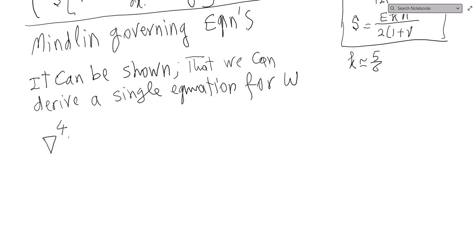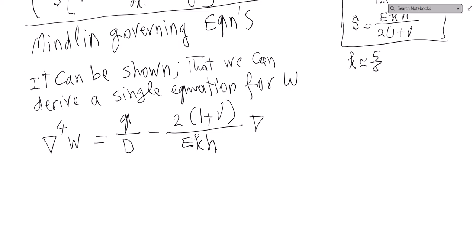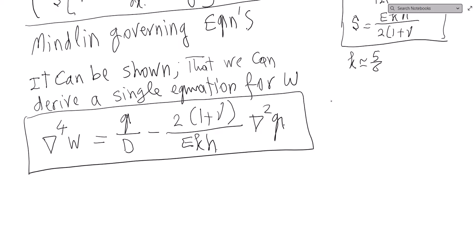biharmonic on W, del 4 W, is equal to Q, the same Q, over D, the same D, minus 2(1 plus mu) divided by EKH, Laplacian of Q. So this is Mindlin, no assumption, just manipulation. Mindlin equation for W.